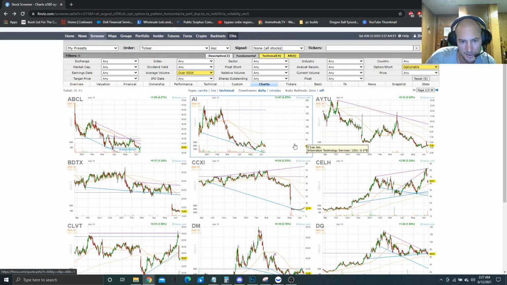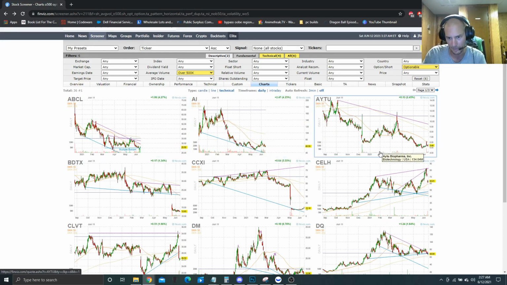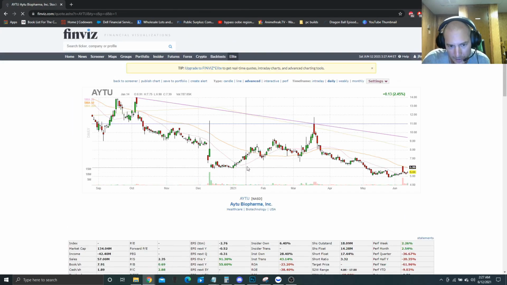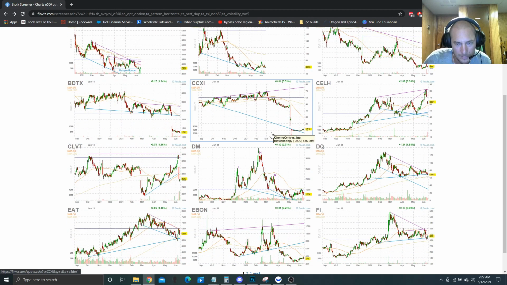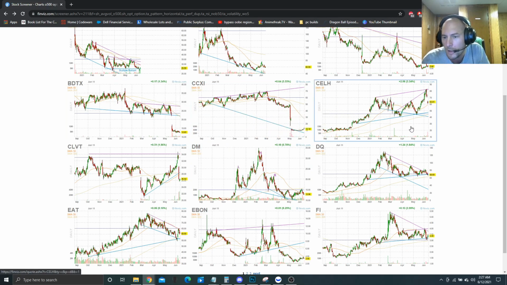I can tell by looking at this one that it's not really a good setup for a long. Same thing here. This looks like almost it's broken down, right? See, here's the support level. This looks like a breakdown, and then it's broken down from that level, so I don't like that. This is gapped way down. Don't like that. This is gapped way down. This could be a good capitulation play, but I don't like it for support.